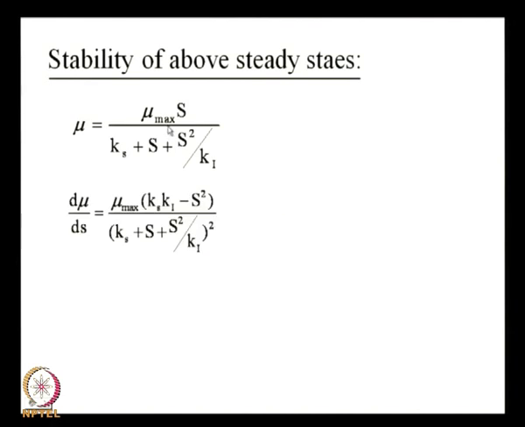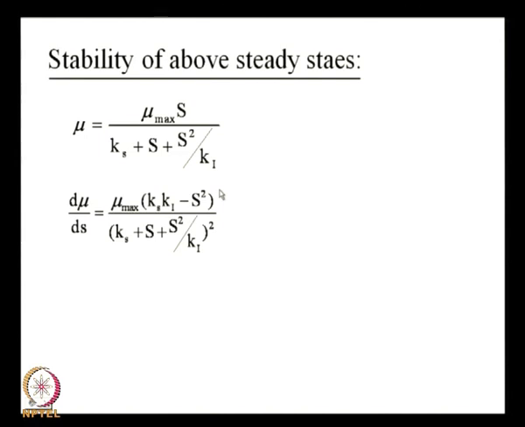So, this is my mu, the first thing you say is mu over here with the inhibition term in there, and this is my del mu del S, or d mu ds, over here, which could be negative or positive depending on the numerator, because the denominator is always positive. It is the numerator which can go negative or positive. So, depending on whether S is greater than square root of k I k s or less than square root of k I k s, then you have trouble.